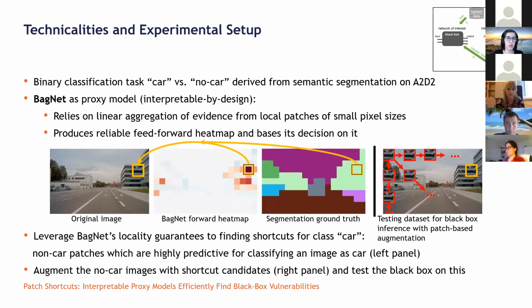So for each image we want to analyze, we produce the BagNet forward heat map and look for highly predictive patches, predictive of class car, marked here in dark red. Then we check that indeed it's not a car, but a building in this case, by comparing with a segmentation mask. And once we identify this shortcut candidate in orange here, we then augment the original image by placing this patch on top of it in a grid-based manner, but one at a time, and conduct inference with a black box.